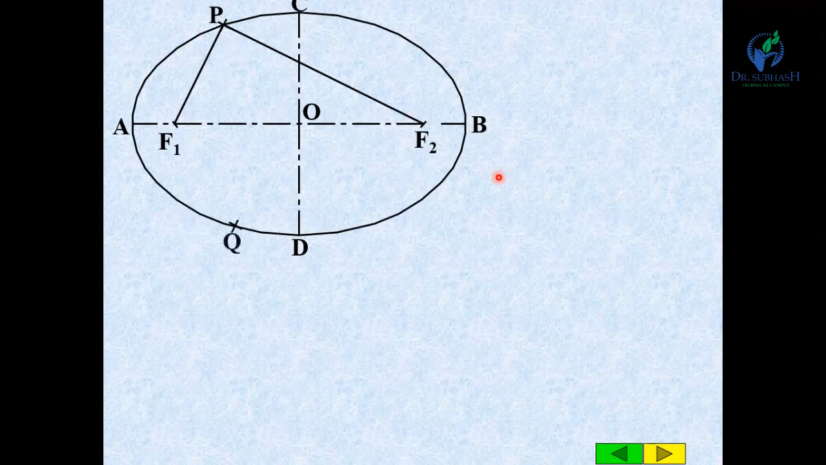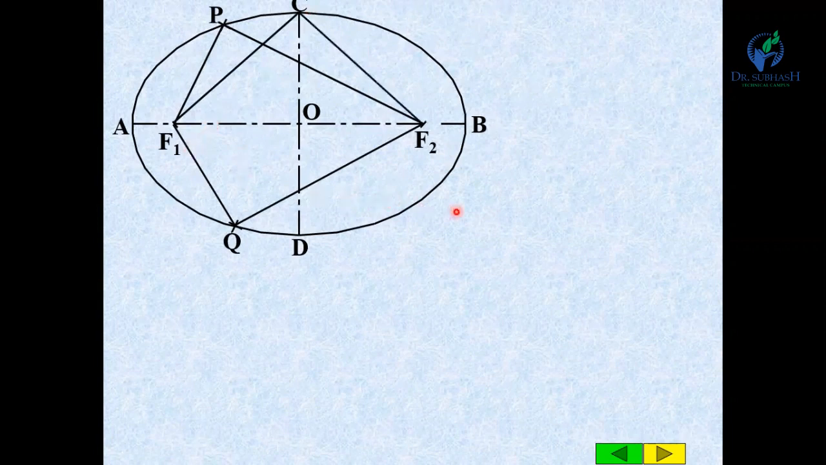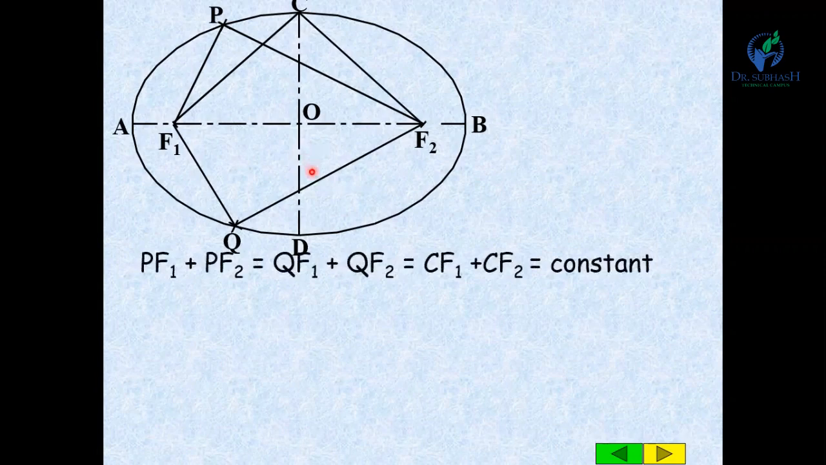Take another point Q. So the distances of Q from the two foci are QF1 and QF2. And the distances of point C from the two foci are CF1 and CF2. Now as per our definition, the sum of distances from the two fixed points, PF1 plus PF2, is equal to QF1 plus QF2, which is equal to CF1 plus CF2, which is equal to a constant.